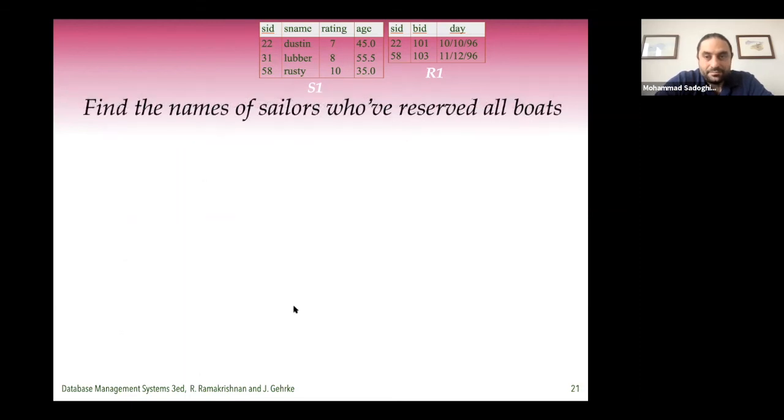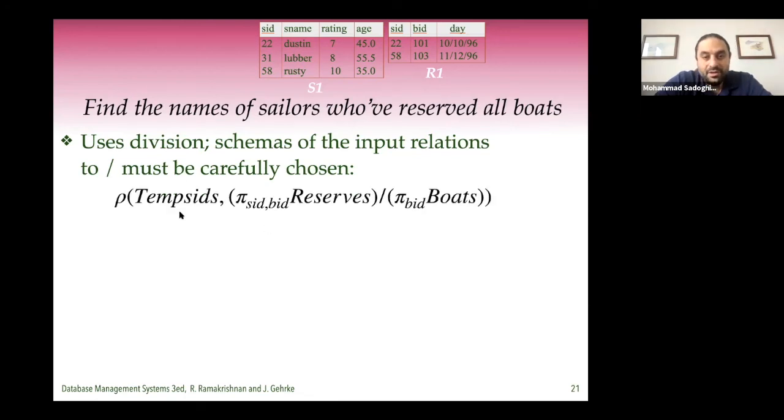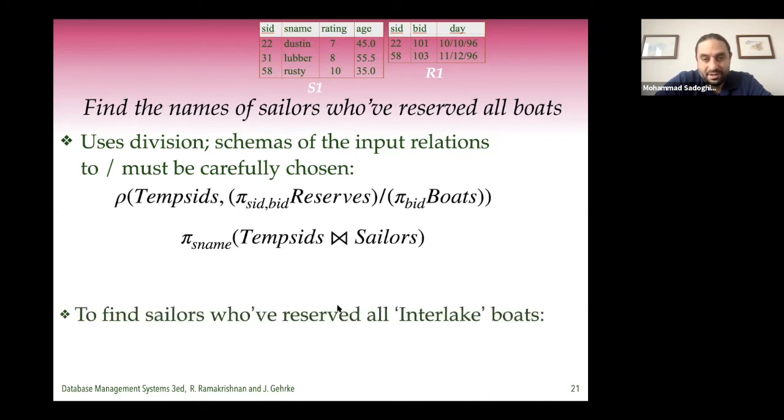Okay. So now find the names of sailors who reserved all boats. For simplicity, we could just use the division, but we know we can always replace the division with the formula that we had early on. So reserve divided by boat gives us the SIDs of the sailors who reserved all boats. And then once we find their SID, we can go ahead and get their names.